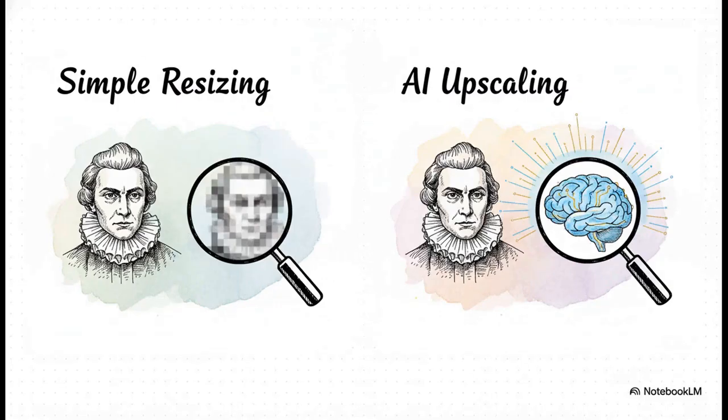Okay, this is an absolutely crucial distinction to make. Simply resizing an image just stretches the pixels that are already there, which makes it bigger, but it also makes it blurry and pixelated. AI upscaling, on the other hand, is a complete game changer. It's not stretching anything. It uses machine learning to intelligently generate brand new, realistic pixels, adding genuine detail for a much, much sharper final product.